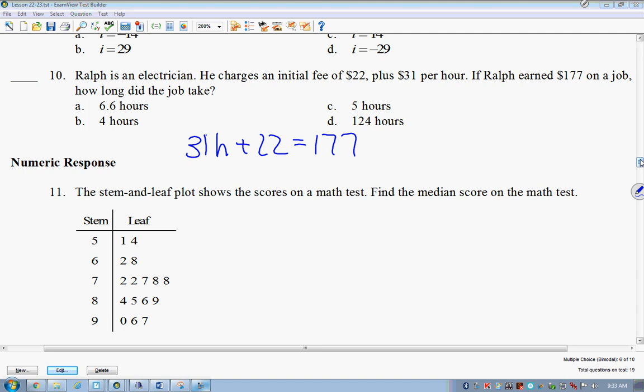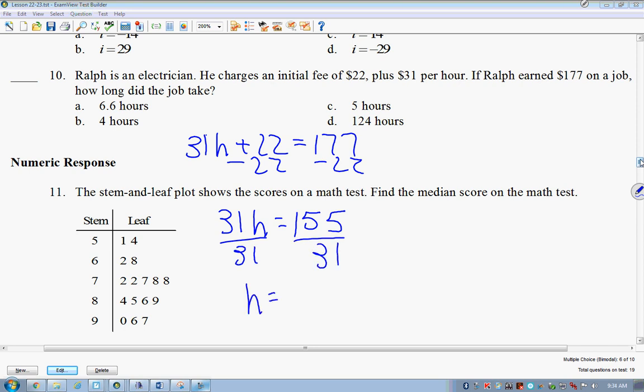Okay, so $31 per hour plus $22 initially equals 177. What do I need to do now? Christian, subtract what? From? Thank you. Okay, so we got 31h equals what? 155. Okay, Jordan, what's next? Divide by 31. Okay, what's 155 divided by 31? Is it 5? Confirm it for me, Jordan. 5. So he worked for 5 hours.